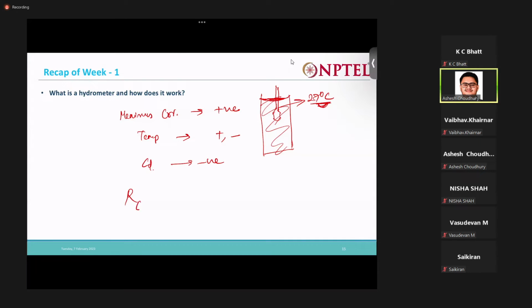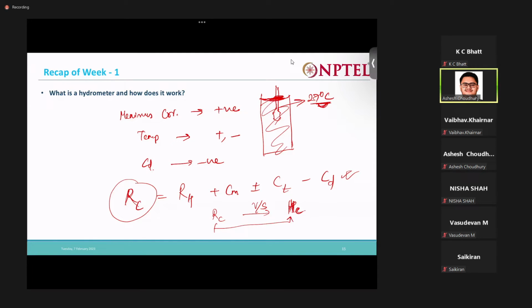Then we get the corrected hydrometer reading, which is our RH. The reading that you took from the hydrometer level, plus the meniscus correction, plus or minus your temperature correction, and always minus your dispersing agent correction, gives you this corrected hydrometer reading. Now, from the calibration chart, you will get the corrected reading versus the effective height relation.